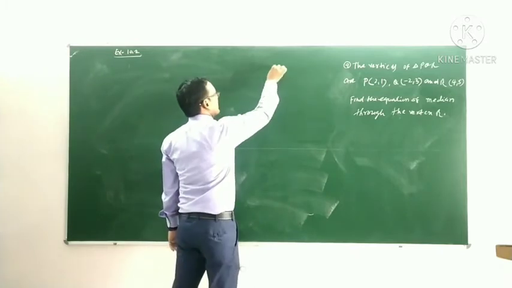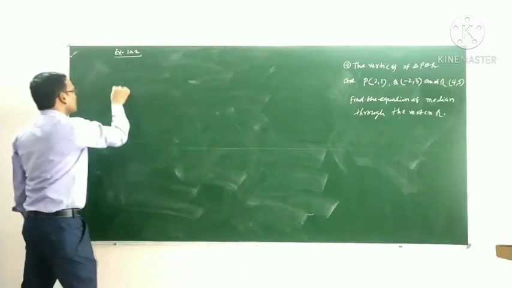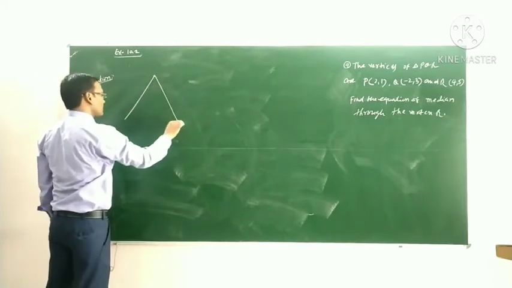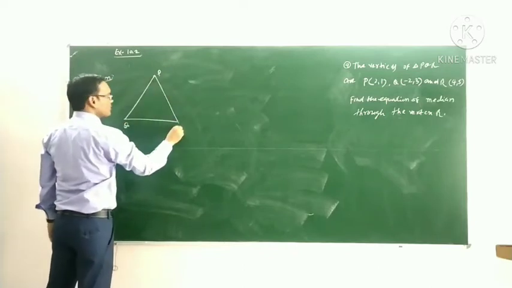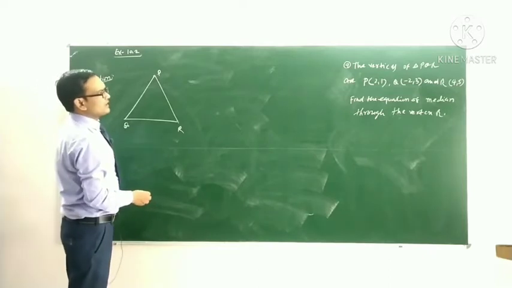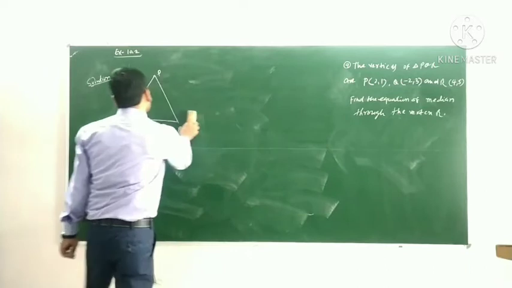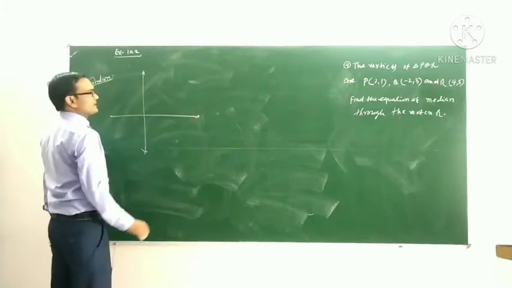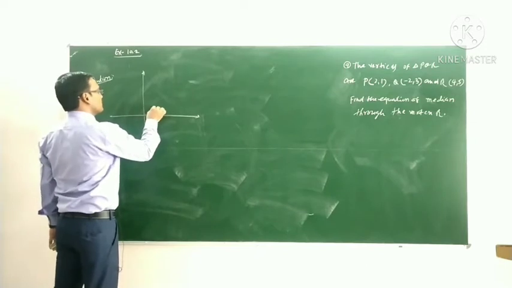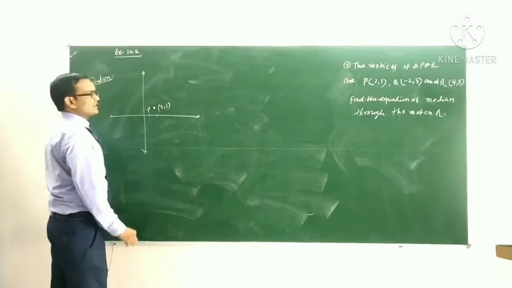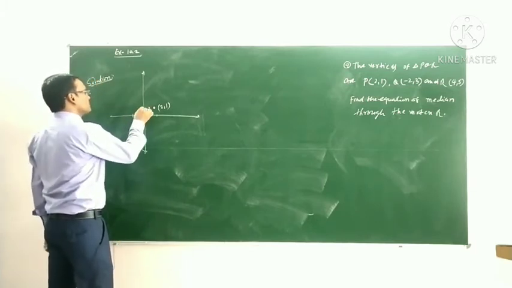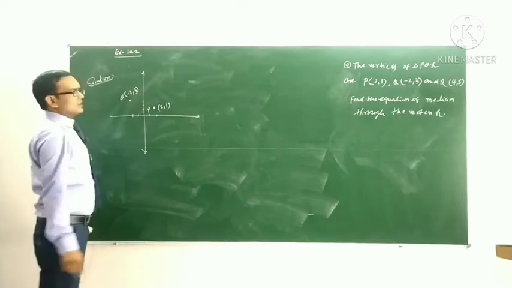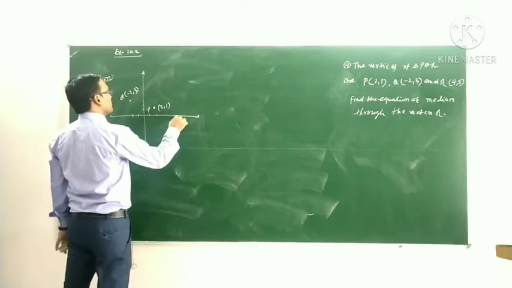The vertices of triangle PQR are given. The coordinate of point P is 2 comma 1, and the coordinate of point Q is minus 2 comma 3, and R is 4 comma 5.